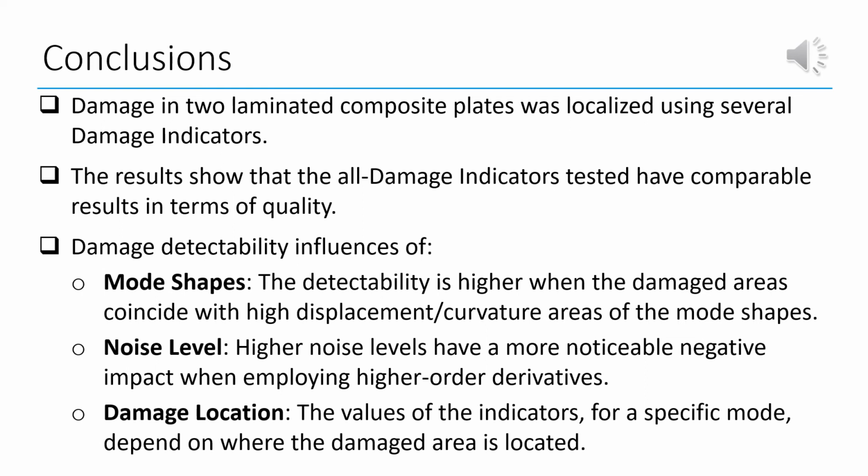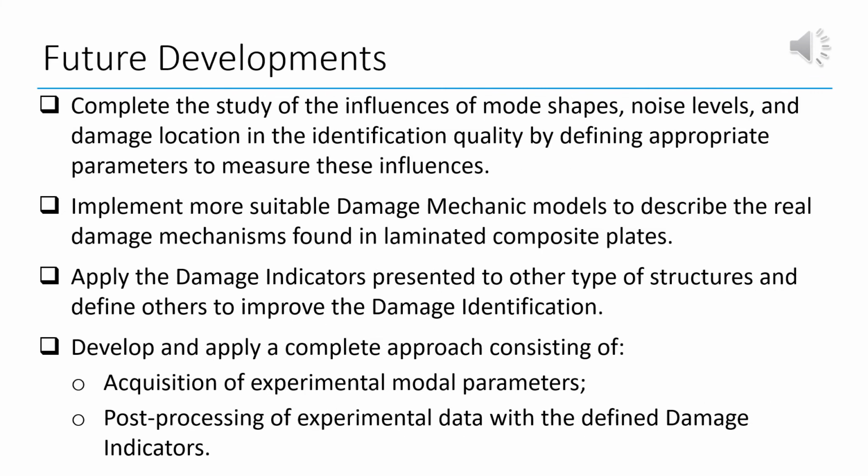Another issue that is observed consists in the dependency of the indicator's values on the location of the damage for a specific mode. Some future developments are being considered, namely, complete the study of the influence of the mode shapes, noise levels, and damage location. This will imply the definition of appropriate parameters to measure these influences. Since composite materials have their own kind of damage mechanisms, more suitable damage mechanics models will be implemented.